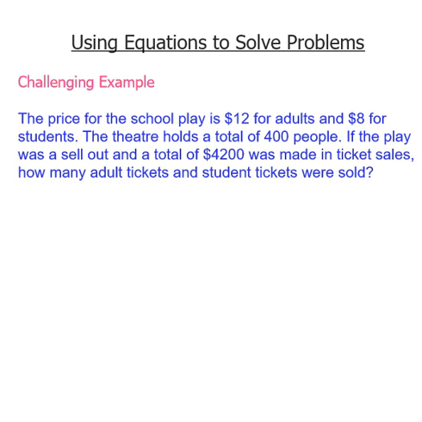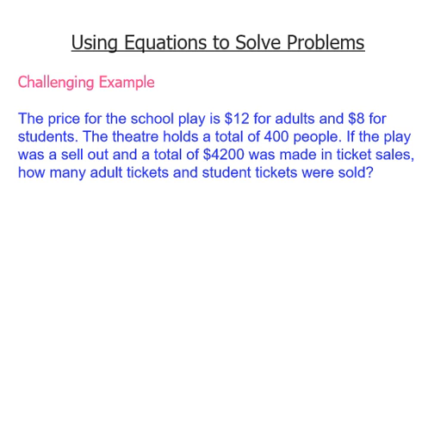So here is a more challenging problem for using equations to solve word problems. The price of the play is $12 for adults and $8 for students. We know that the theater has 400 people. We know that the play sold out and we made $4,200. And you have to figure out how many adults and how many students were sold.